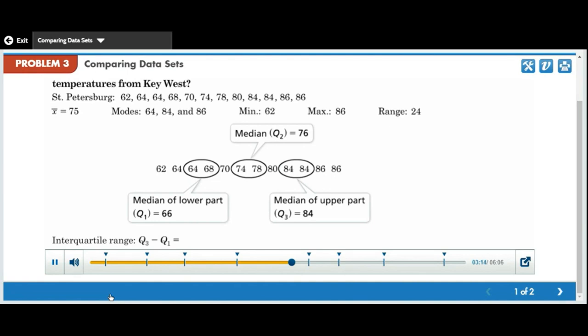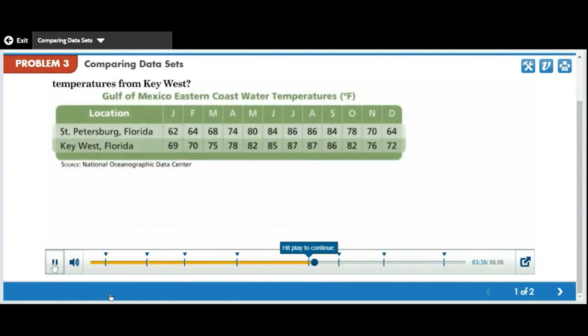To find the interquartile range, subtract the first quartile from the third quartile. So the interquartile range is 18. Something to note also is the interquartile range will always be Q3 minus Q1. And because we organized our data set from smallest to largest, Q3 will always be the larger value. So we should never get a negative number for an interquartile range.